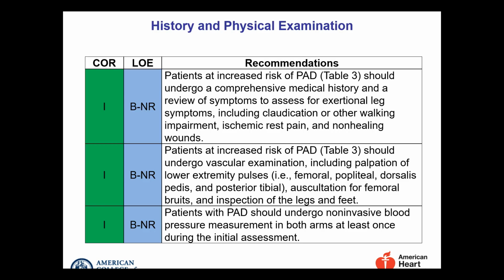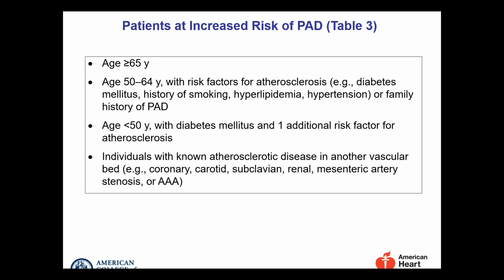So patients at increased risk for peripheral arterial disease should have a comprehensive medical history. You want to ask about leg symptoms, claudication, do they get cramping when they're walking, or other walking impairment? Are they having ischemic rest pain, non-healing wounds? So look at that type of stuff. Also, palpate their lower extremity pulses, auscultate femoral bruits, inspection of the legs and feet. And then also they should undergo blood pressure measurement in both arms at least once during the initial assessment. So these are all your history and your physical exam in a nutshell.